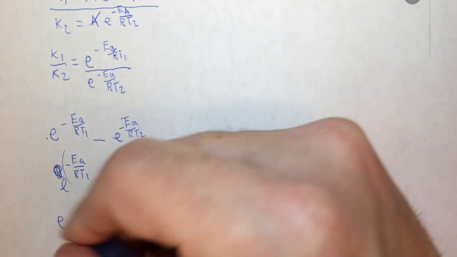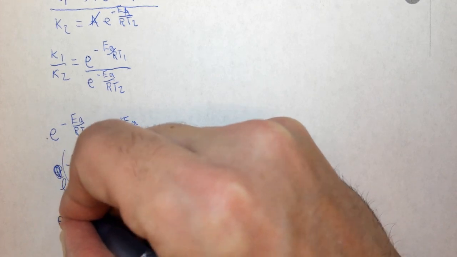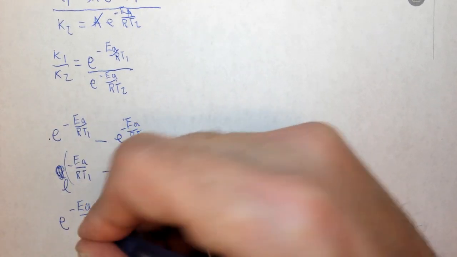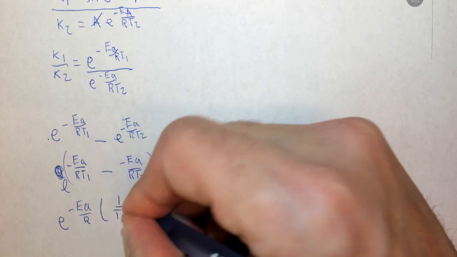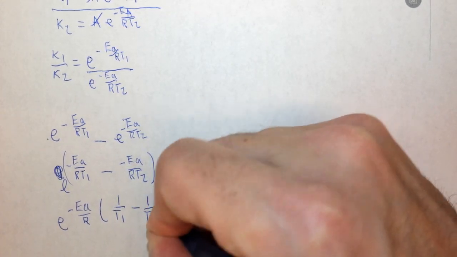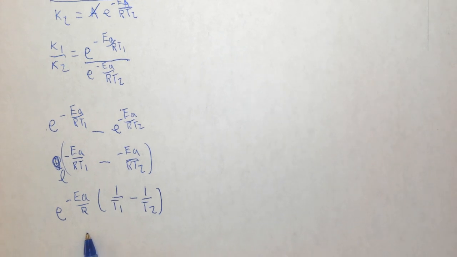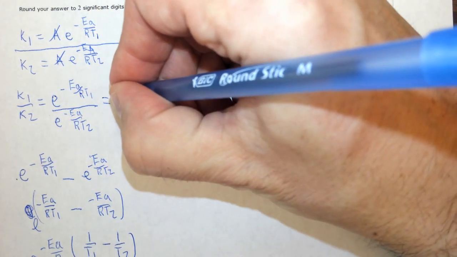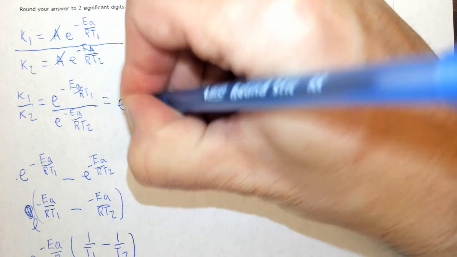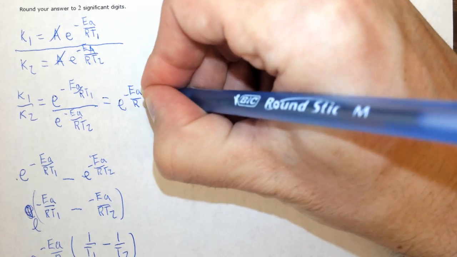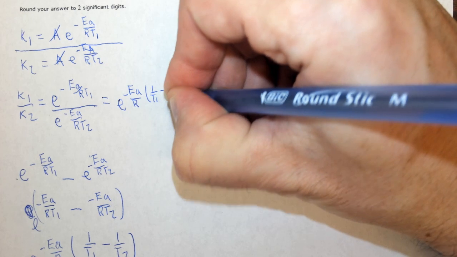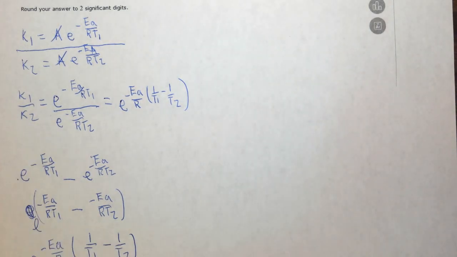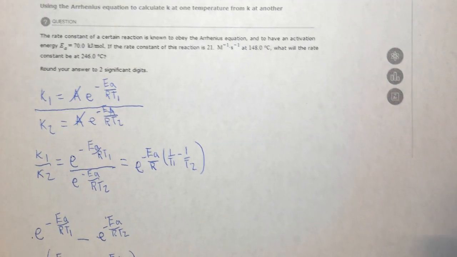So we can rewrite this as e to the negative Ea over R times 1 over T1 minus 1 over T2. And now, after all that work, we have a simplified expression. So going back up here, this equals e to the negative Ea over R times 1 over T1 minus 1 over T2, and all of that is equal to k1 over k2. Now, let's plug in what we know, and I'm going to do that over here.